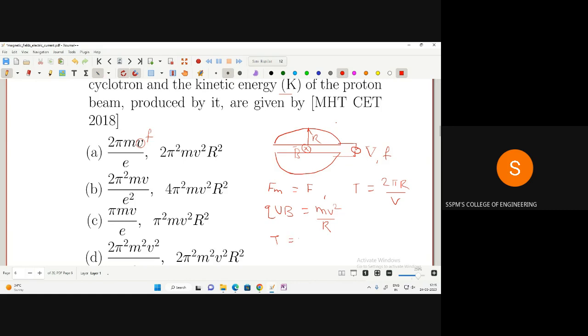T is 2 pi m divided by Q into B. What you have to do is find the relation for V with the help of this equation. So V is equal to Q into B into R divided by m. Then substitute this V in the equation of T. You will get T, the time taken for one revolution of the charge, as 2 pi m divided by QB.